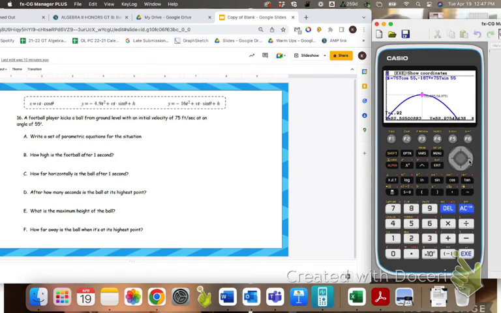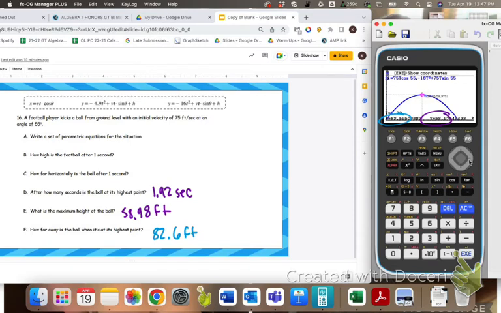So the time is the t-value. That's 1.92 seconds. And if you're off by like a hundredth or so, that's okay. You'll be pretty close. The maximum height, that's the y. So that is 58.98 feet. And then how far away is the ball when it's at its highest point? That is the x here, which is 82.595, or .5 or .6.